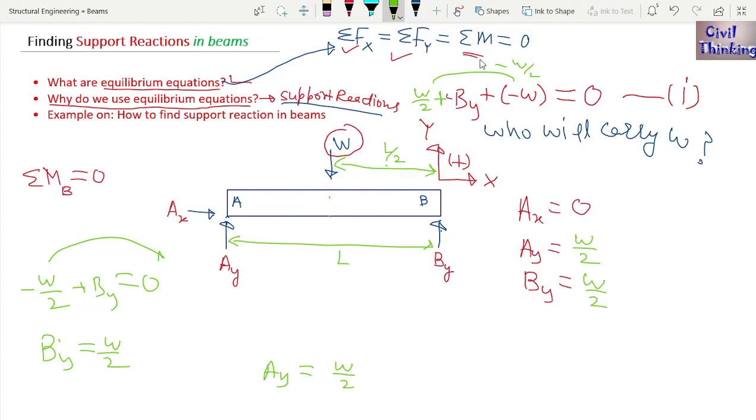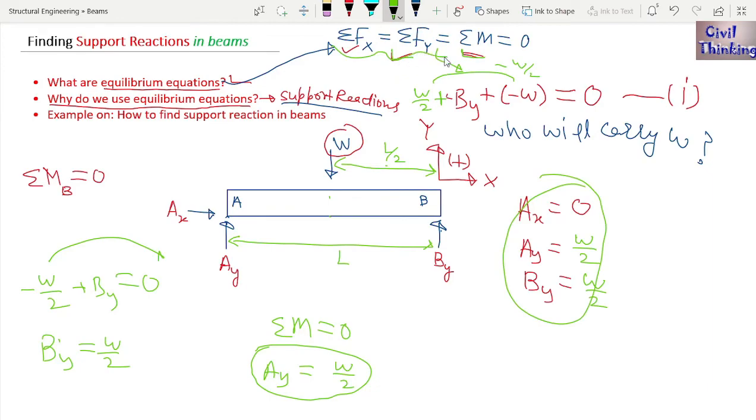Now because of this, summation M equal to 0 and summation Fy equal to 0. Summation of Fy equal to 0 gave you this equation, and summation of moment equal to 0 gave you Ay equal to W by 2. When you apply all three together, you are going to get the support reactions, right? Why do we use these equilibrium equations? Yes, we use them to find the support reactions.